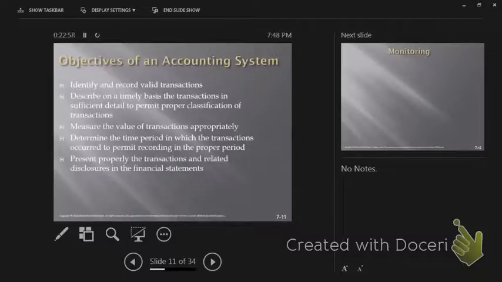This is what our objectives are, and what the auditors are hopefully going to come in and do, is come in and prove that these 5 bullet points are true. That's our job, we hope.